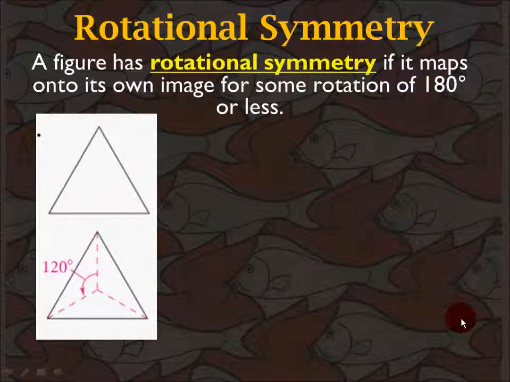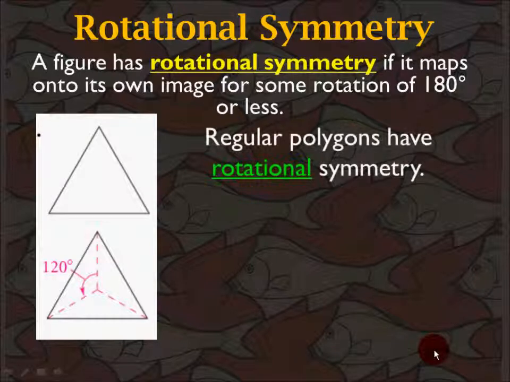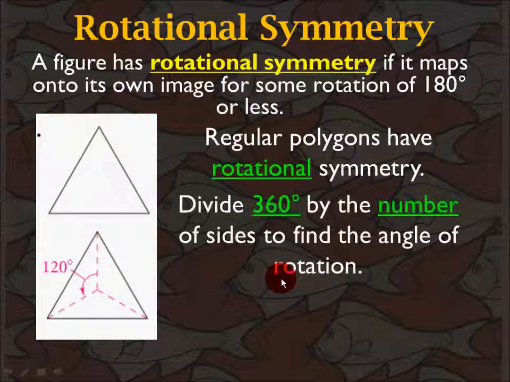Now, we have another type of symmetry called rotational symmetry. If a figure has rotational symmetry, it maps onto its own image for some rotation of 180 degrees or less. So take this equilateral triangle. Regular polygons all have rotational symmetry. If you rotate it, in this case 120 degrees, for a square 90 degrees, it's going to basically look exactly like it did when it started.